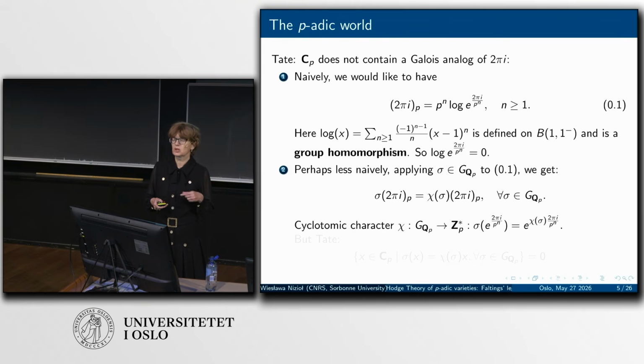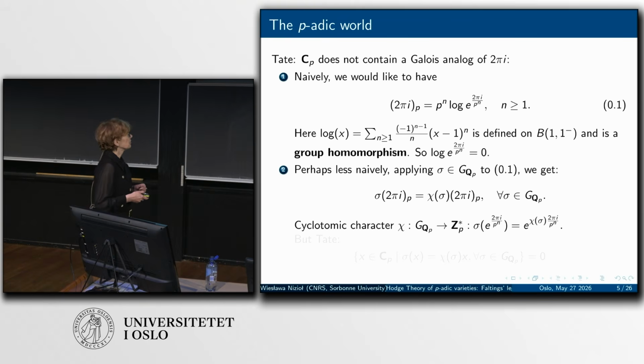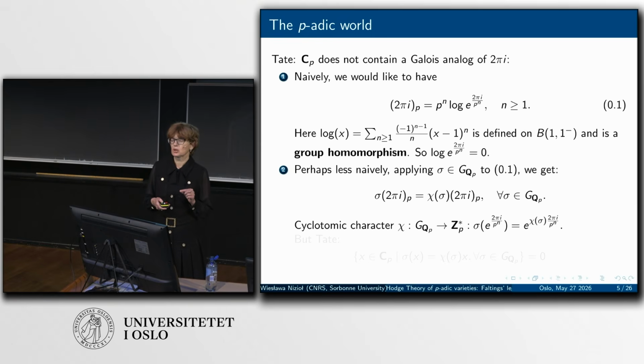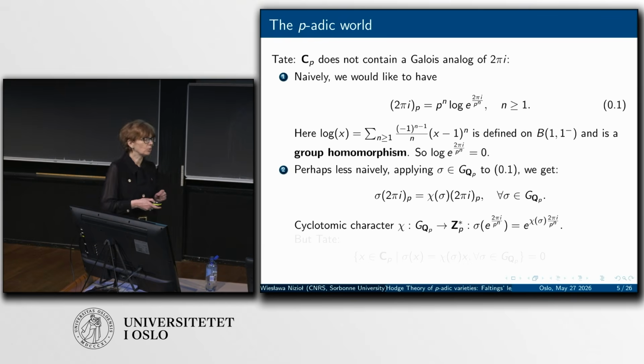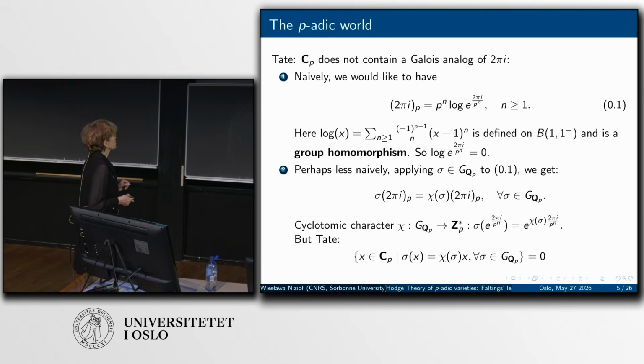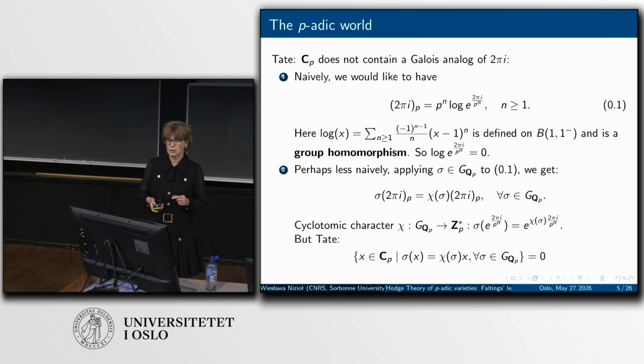So the Galois group transforms one root of unity to another root of unity, and this way you get this character of sigma values. But now you are looking for elements in C_p which are transformed by the cyclotomic character under the action of your Galois group. And now, Tate asks whether such elements exist, and he proves such elements do not exist. So we don't have a p-adic 2 pi i. Okay, so this was the introduction to p-adic numbers.